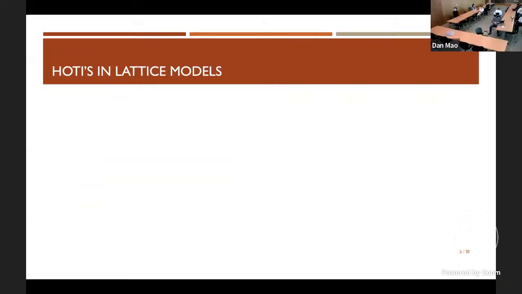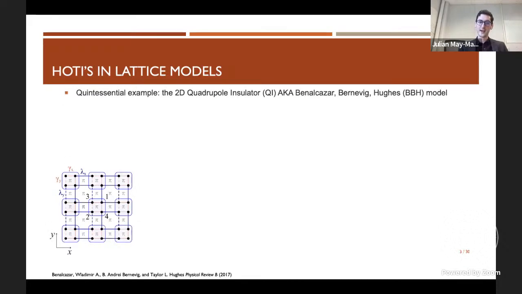Okay. So much of the original work done on higher order topological insulators was focused around lattice models. And the quintessential example of this is the 2D quadrupole insulator, or Benalcazar-Bernevig-Hughes model, named after its creators. This model can be expressed as follows, with this image here on the left-hand side, which shows 4 sites per unit cell, which are connected by hopping to neighboring sites, both within the unit cell and between neighboring unit cells.